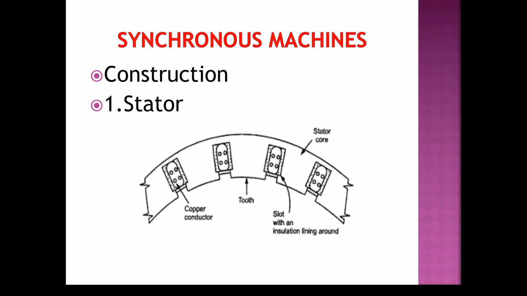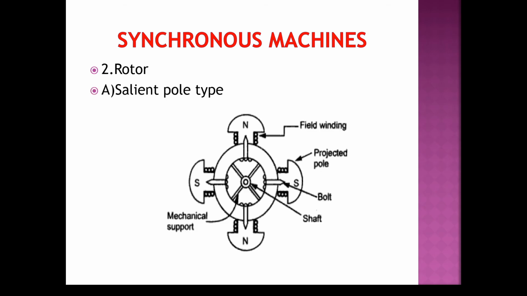Now let us see the construction of the rotor. The rotor is of two types, salient pole and smooth cylindrical type. Salient pole type is also called projected pole type, as all the poles are projected out from the surface of the rotor, and they are made up of thick steel laminations, and they are bolted to the rotor.